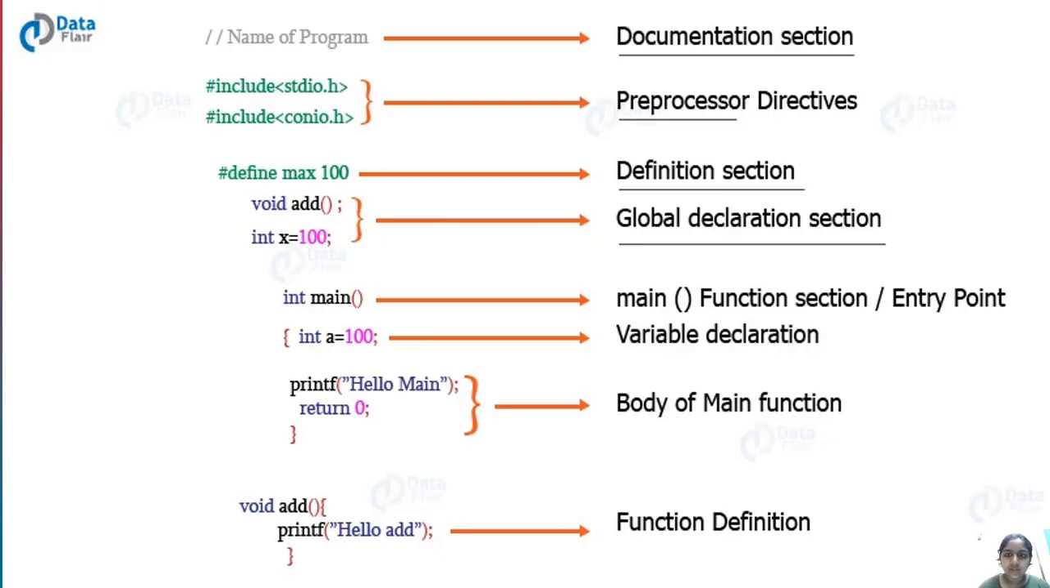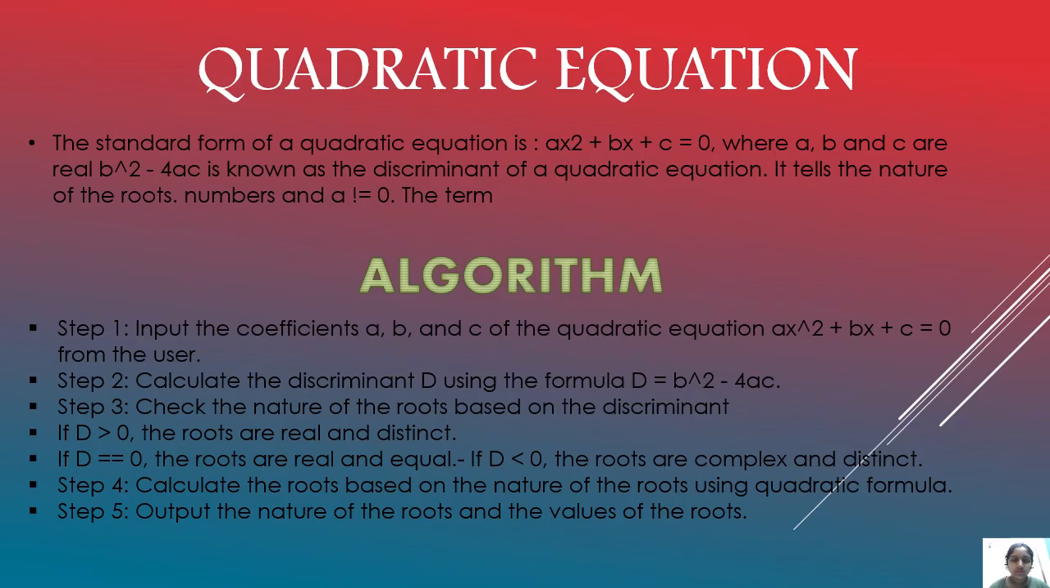Documentation section, preprocessor directives, definition section, global declaration section, main function or entry point, variable declaration, body of the main function, function definition. Let's move on to quadratic equation.